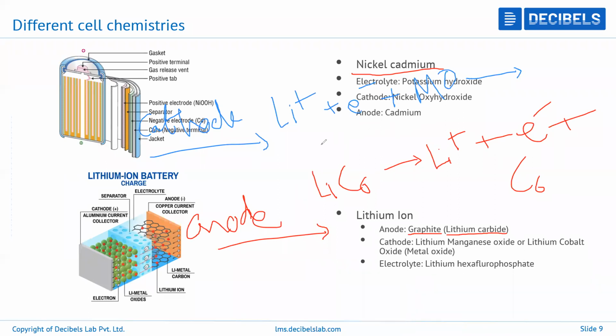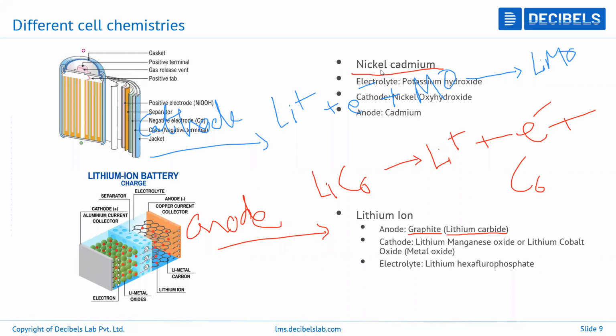So it will be nothing but metal oxide plus LiC6 plus electron, which will give lithium metal oxide. Okay, so this is your reaction occurring at the cathode. This is actually a highly simplified version. Your metal oxide will actually be replaced by the particular metal element being used. Okay, so if you combine the two, you will get your overall reaction.